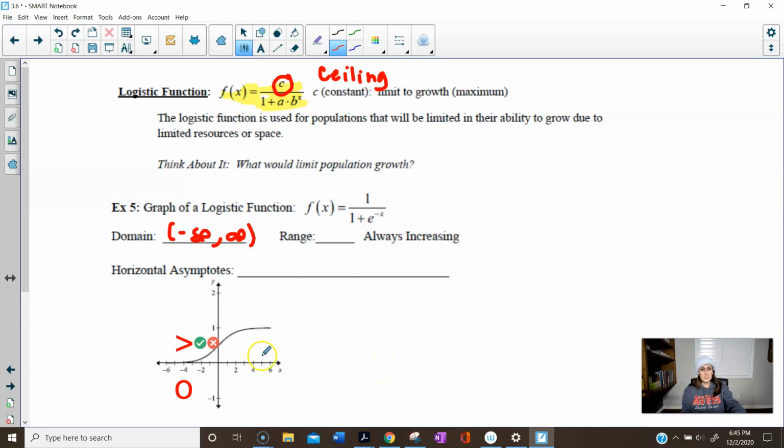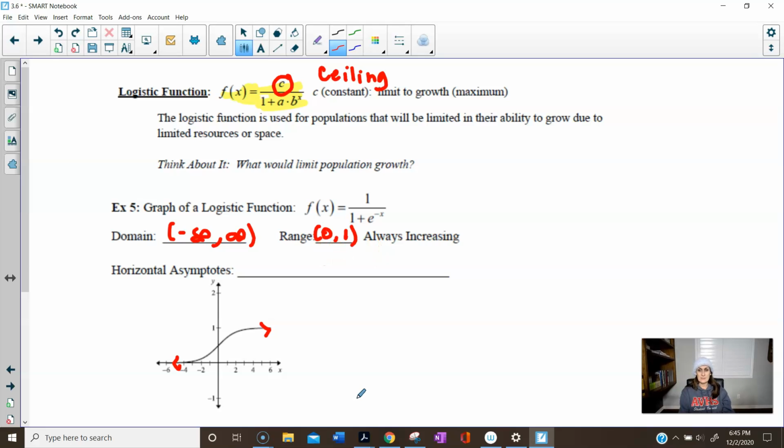The range: there's an asymptote at 0 and an asymptote at 1. This is a bounded function, and so the range is going to go from 0 to 1, and you're not going to include those. So it will always be increasing closer and closer to the asymptote.